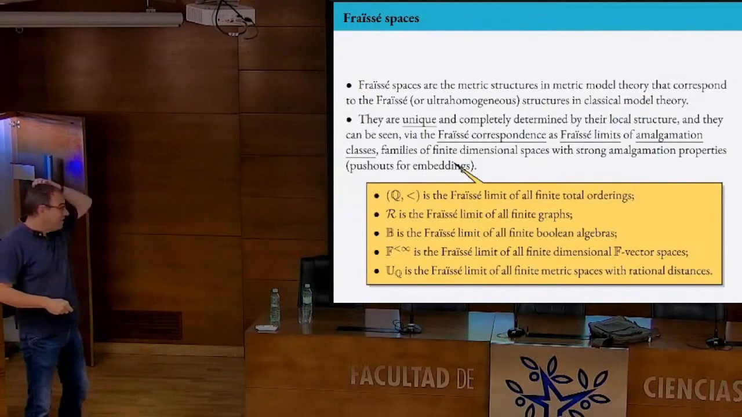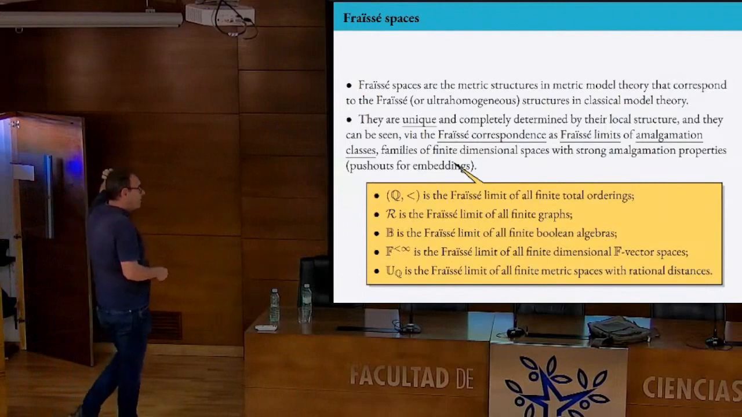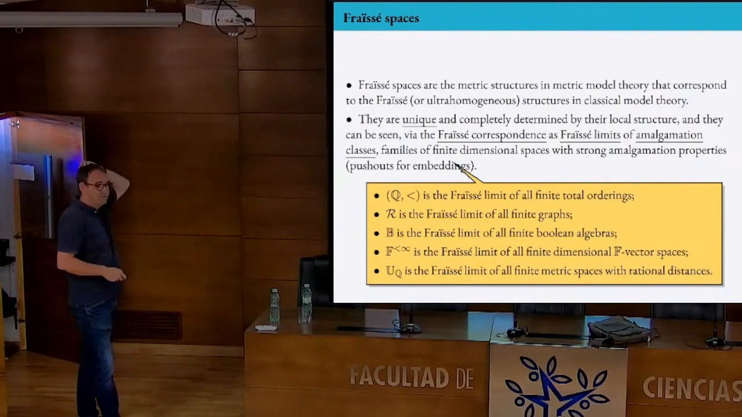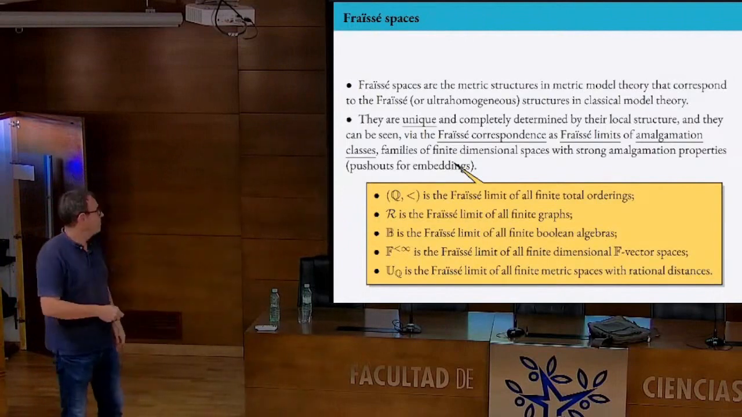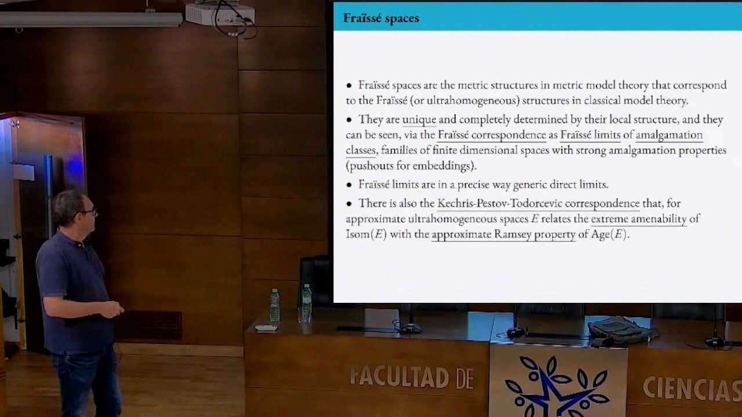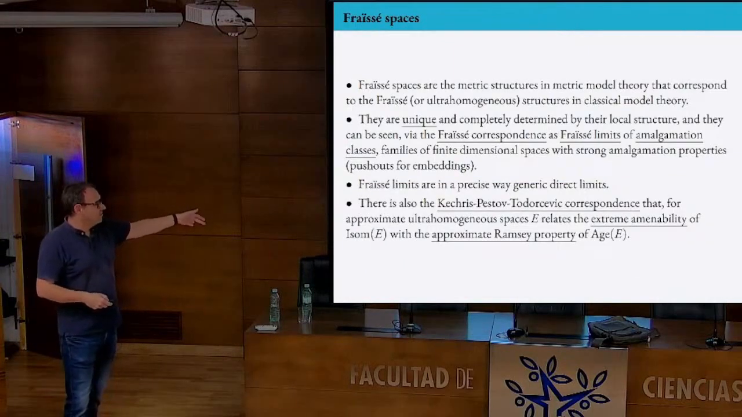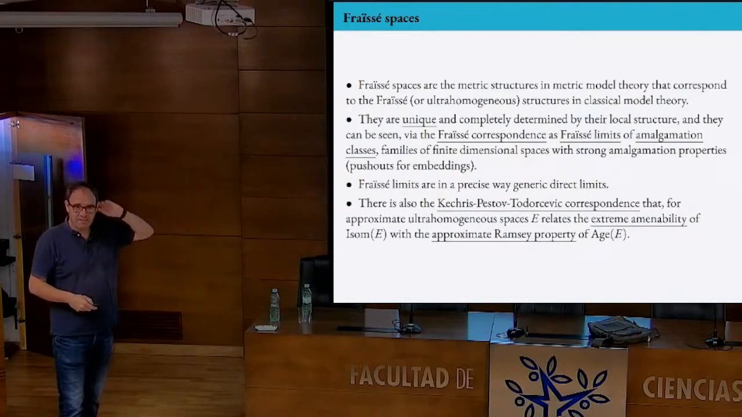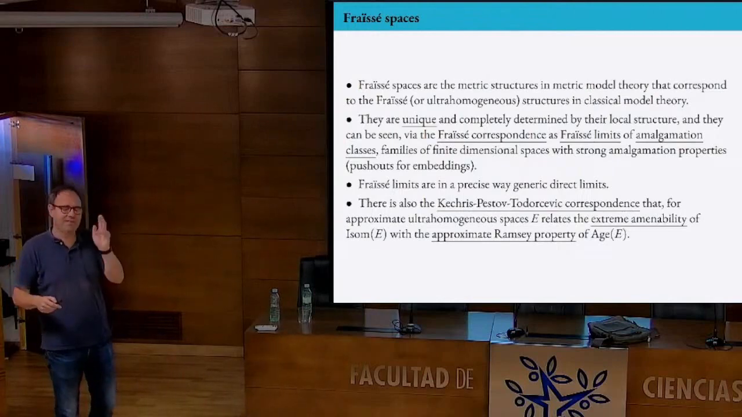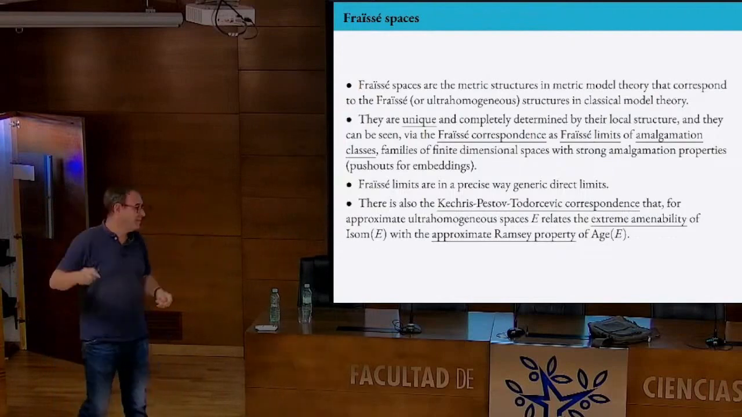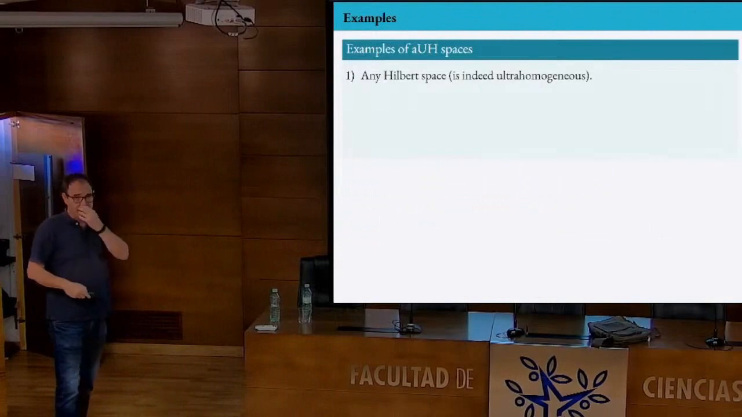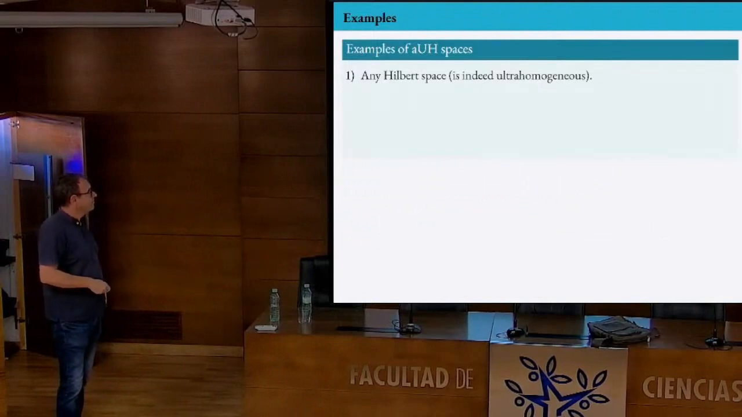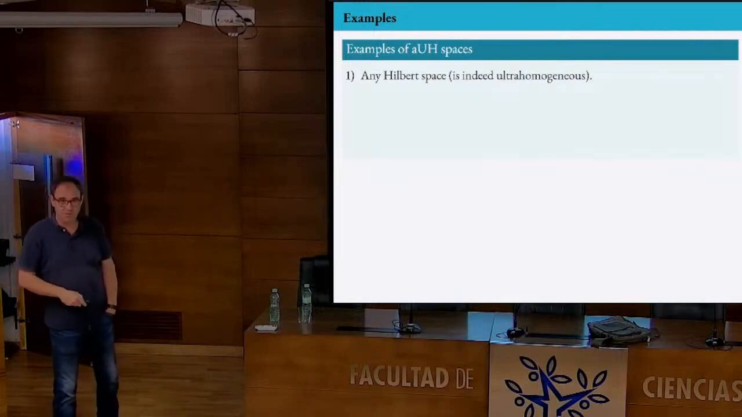So Q is the Fraïssé limit of finite total orderings, R is the Fraïssé limit of the finite graphs, and so on. You can imagine what they are, yes? Okay, and then there is this other result, Kechris-Pestov-Todorcevic, that for these structures, the automorphism group being extremely amenable holds exactly when there is the Ramsey property, and in this other general scenario, the approximate Ramsey property. In the case of Banach spaces, you have the Hilbert space, which is indeed ultrahomogeneous, not just approximately ultrahomogeneous.